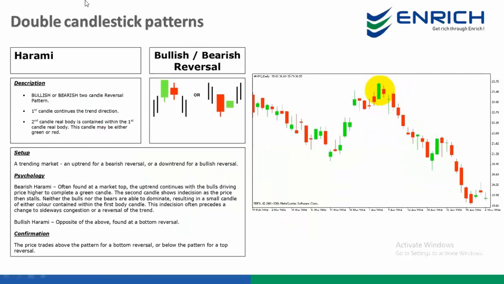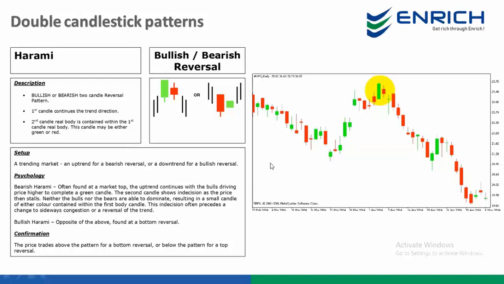Next, we come to Harami. Harami is a two candle reversal pattern. It can be either a bullish pattern or a bearish one, depending on where it is within the price action. Harami is a very important candlestick pattern because it can be seen all over. Whether you deal with stocks, commodities or currency, you will be able to see this pattern. So pay attention and practice this pattern.